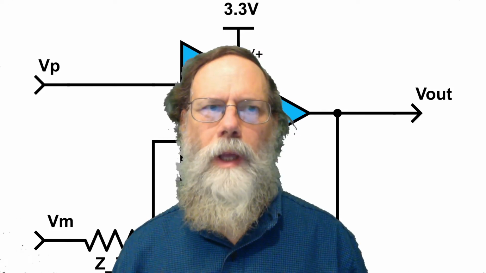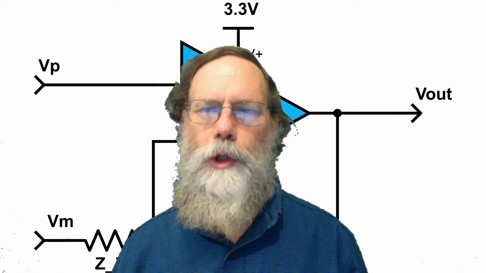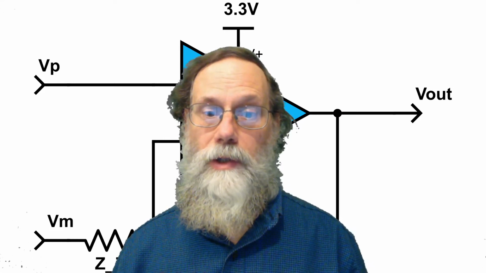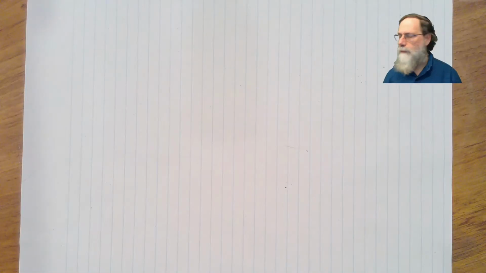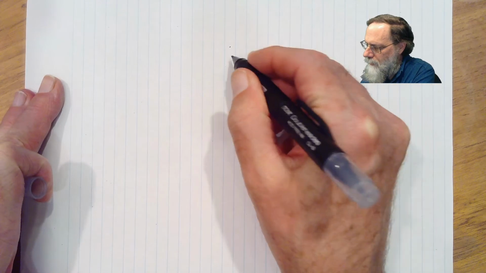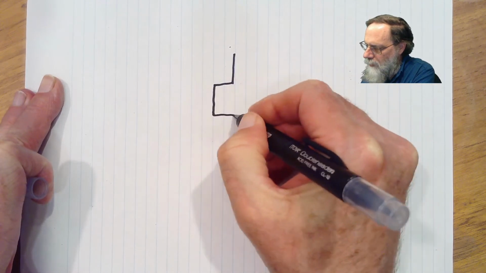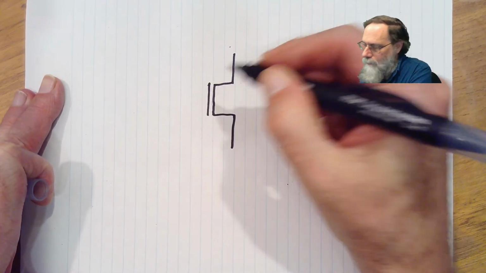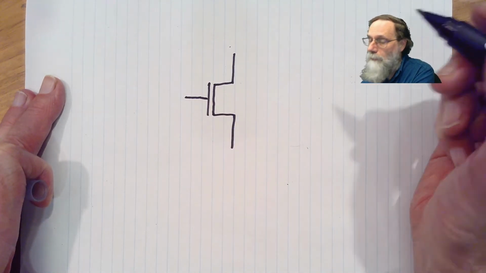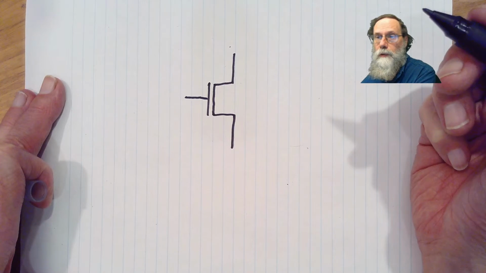This video is for section 32.1. That is to say, it's on field effect transistors. The field effect transistor is a three-terminal device, and it's drawn basically like this. We have two types of field effect transistors that we'll be using.